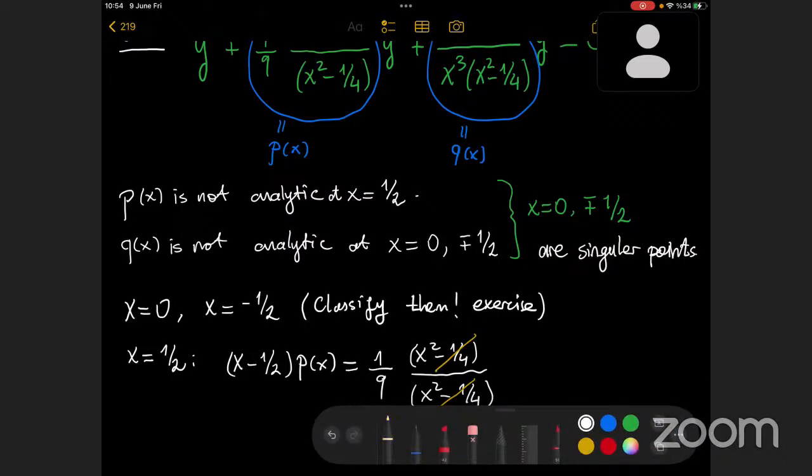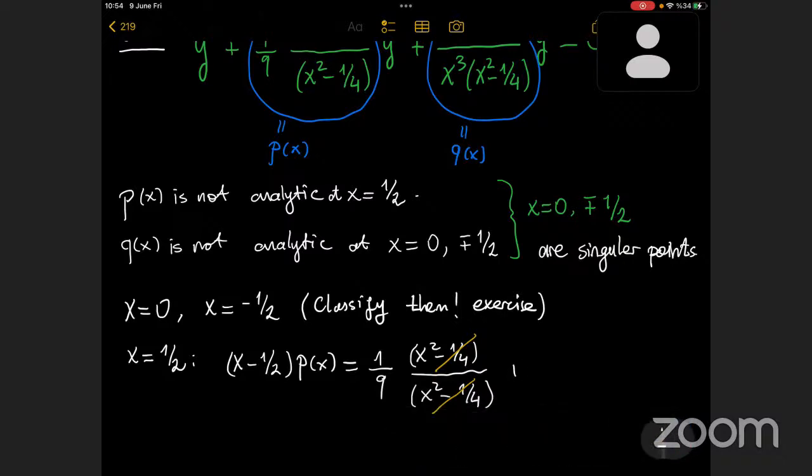So this function is analytic at x is equal to 1/2.